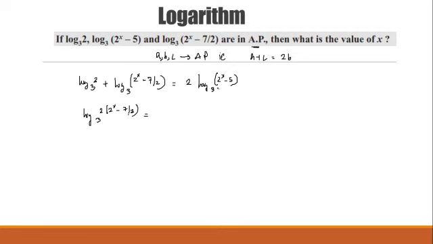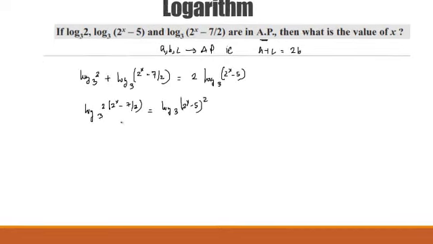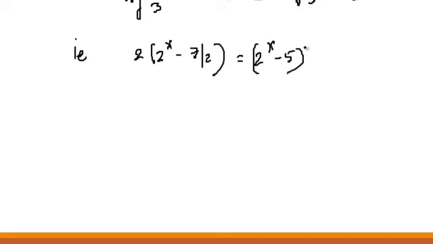On the other side, since the 2 is in the coefficient part, we can take the coefficient into the exponent, so we can write it as log base 3 of (2 to the power x minus 5) whole squared. Now there is a log term on both sides of the equation and the bases are the same, so we can equate the numbers. That means 2 into (2 to the power x minus 7 by 2) should equal (2 to the power x minus 5) whole squared.